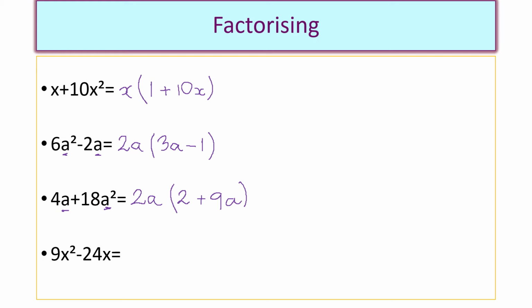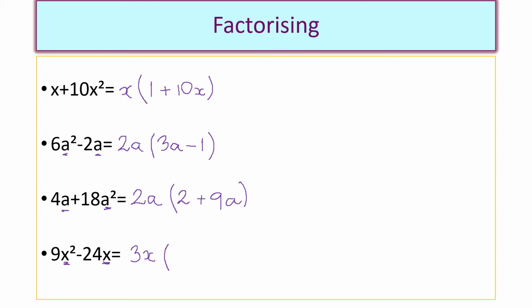Again, I have numbers and letters in both terms. So let's look at the numbers first. What is the highest common factor of 9 and 24? 9 doesn't go into 24, so that highest common factor must be less than 9. So that is 3. Okay, 3 goes into 9 and 24. And then again, both my terms have the same letter. So the highest common factor of both those terms is 3x.